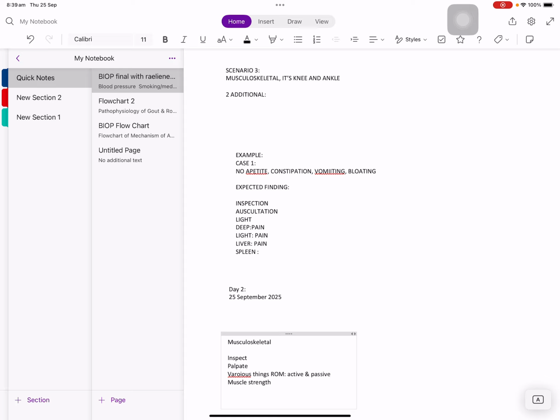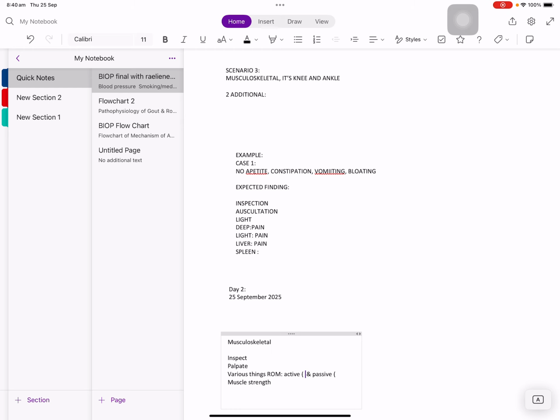Your problem is, joints have got lots of ranges of motion, and you've got to know the difference between active range of motion and passive range of motion. So active range of motion is when they do it themselves. Passive range of motion is when you do it for them. Those two things make a difference. When you do something actively yourself, all of the muscles have to contract in order to get that movement to happen. When you do it passively, the muscles aren't supposed to be working, so you'll get a different response each time. So you've got to know how to do active and passive range of motion on all of these joints. And then you've got to know how to do muscle strength testing.